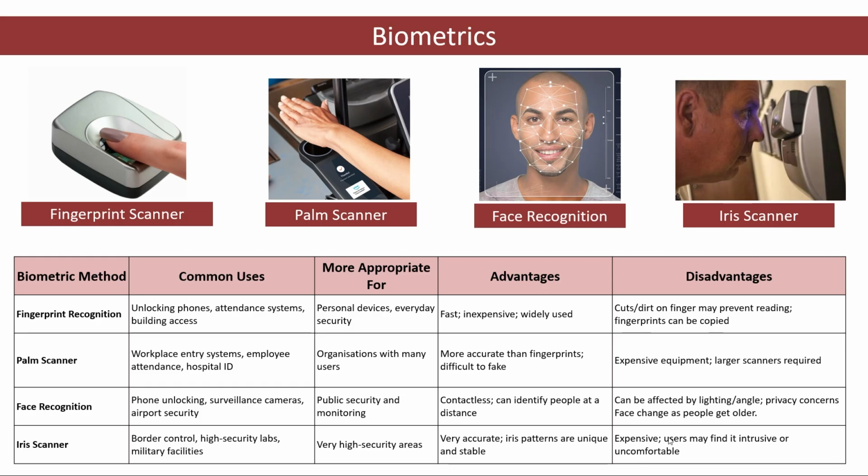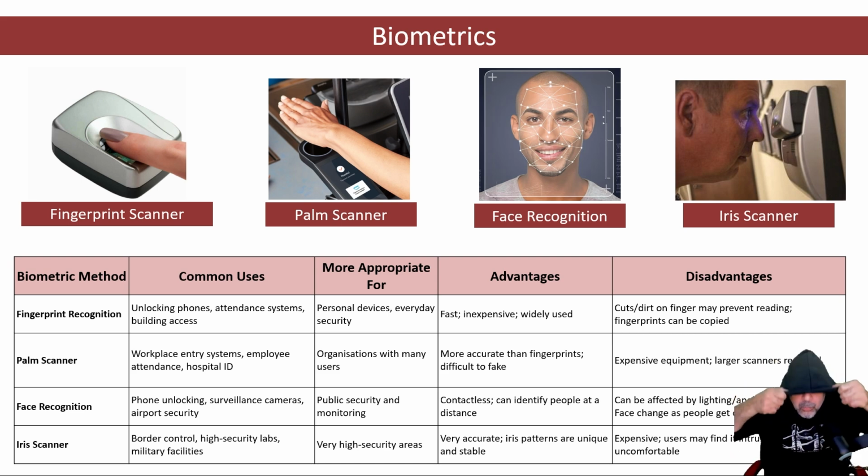And disadvantages can be affected by lighting, angle, privacy concerns, face change as people get older. So people's faces do change. If somebody is trying to avoid security somehow, then usually they will try and cover their face, wear glasses, wear a wig, pull the hoodie on so their face doesn't show very clearly. So these are ways which face recognition cannot overcome.